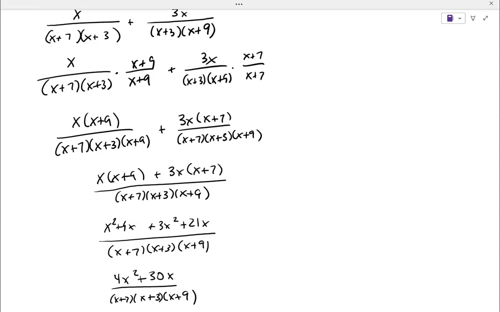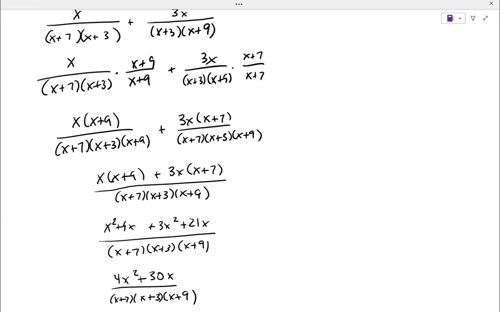And you could factor a GCF out of the top if you wanted to, but it's not going to help us with canceling anything, so we'll just leave it there. Is that process okay, what we did? I know it's a little longer than the other ones, isn't it?